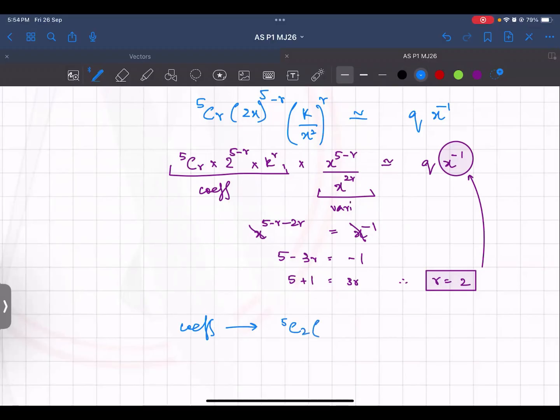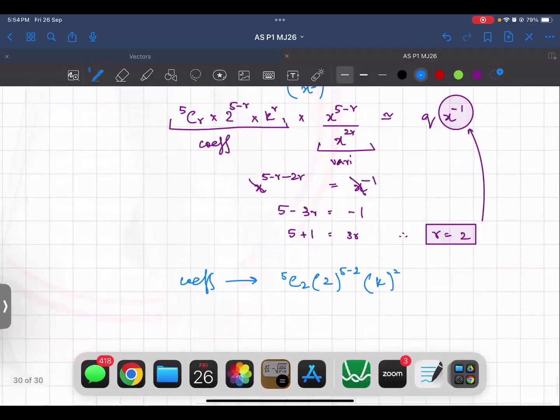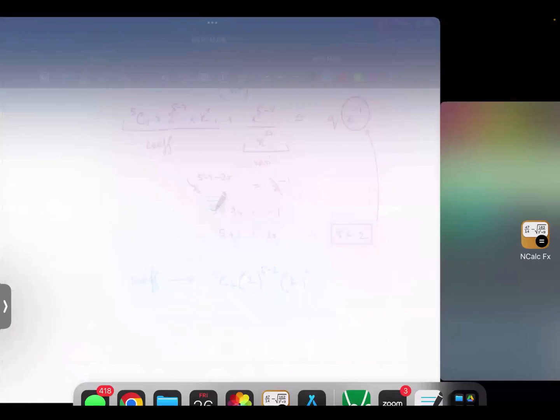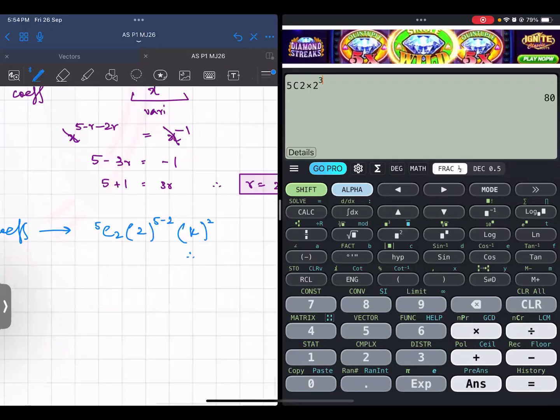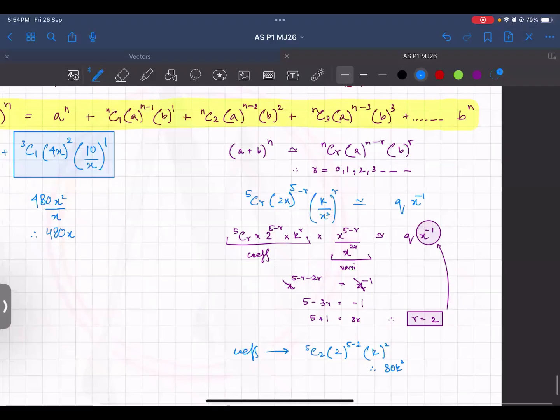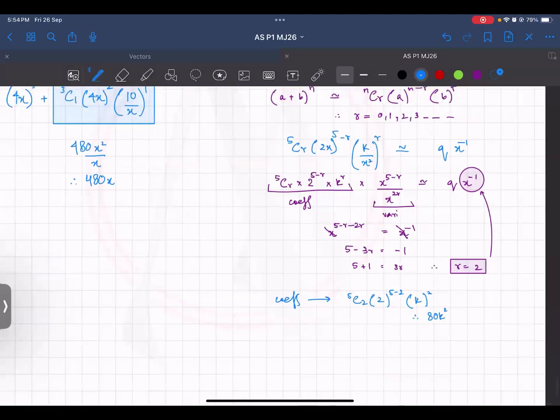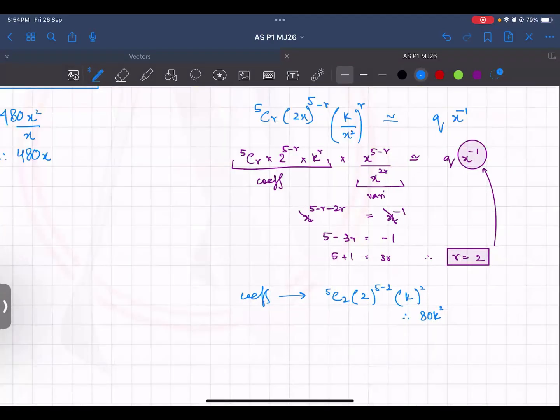5c2, 2 power 5 minus 2, and a power 2. This will be 5c2 multiplied by 2 power 3, 80k square. And this is what? This is your q. 80k square is now the coefficient of x power minus 1, which is equal to q.